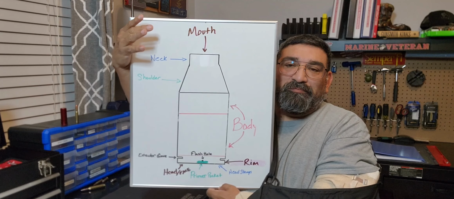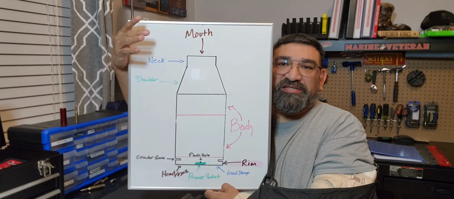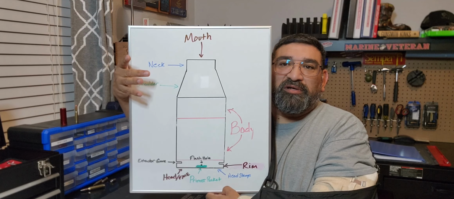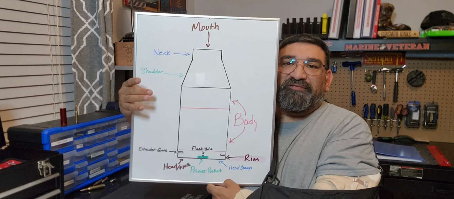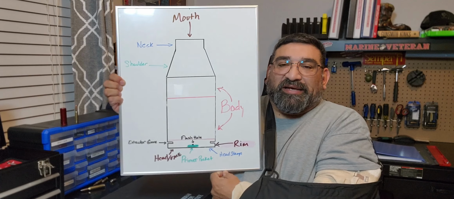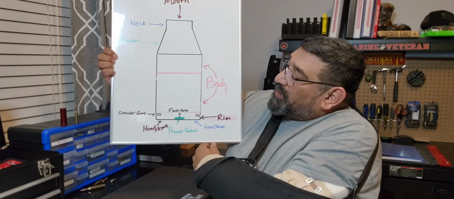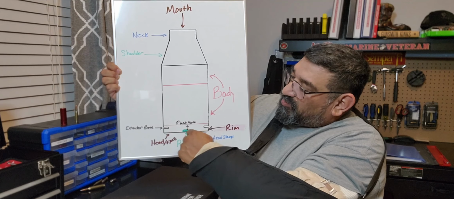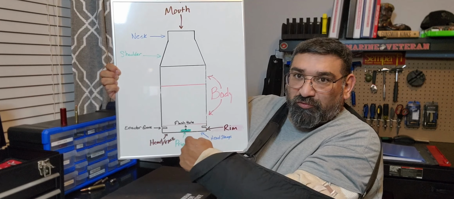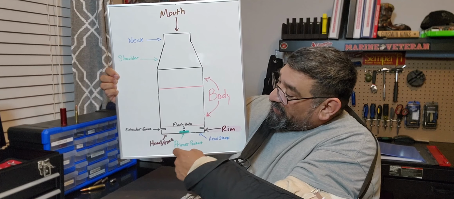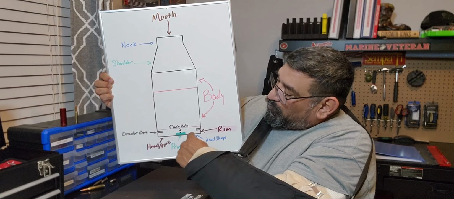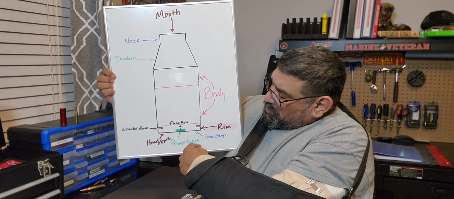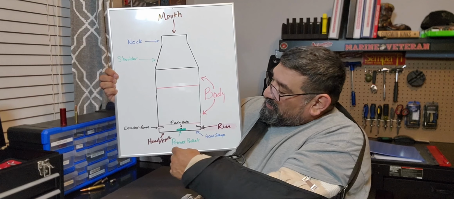But on the top we have the mouth, which is where the projectile is inserted. We have the neck, we have the shoulder, which is the angled area. Then we have the body all the way down. And at the end right here, we have the extractor groove, and that is where the extractor grabs the spent casing and ejects it out. And then we also have the rim on the bottom. On the bottom, we also have the head or the face, which has the head stamps.